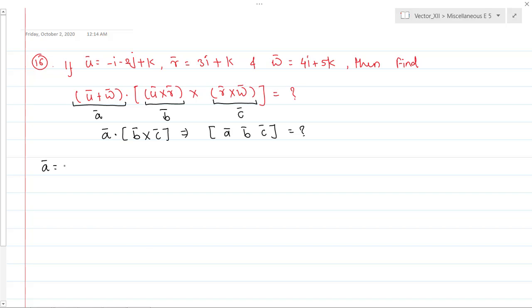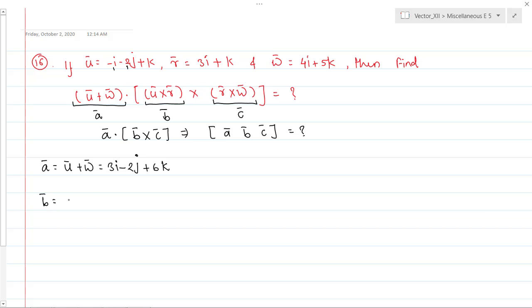So first, a bar is equal to u bar plus w bar. U is minus 1 and w is 4, so minus 1 plus 4 is 3i. Then we have minus 2j; there is no j term in w, so it stays as minus 2j. Then k plus 5k: 1 plus 5 is 6k. This is my a bar.